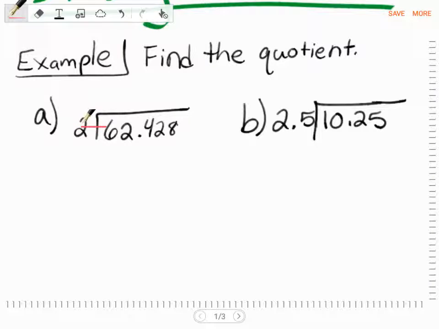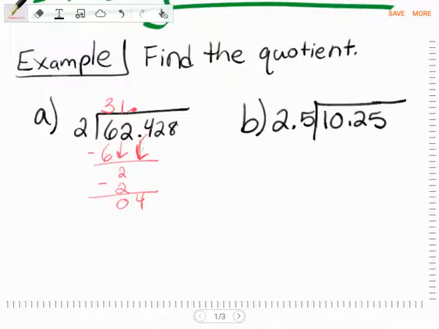So here, when we say 2 goes into 6, it's going to go into it 3 times. 3 times 2 gives me 6. I subtract and bring down a 2. 2 goes into 2 one time. 1 times 2 gives me 2. I subtract, bring down my 4. Now my decimal, remember, is going to go directly above where it was up here in the dividend. So we're going to bring it directly above. I bring down my 4.